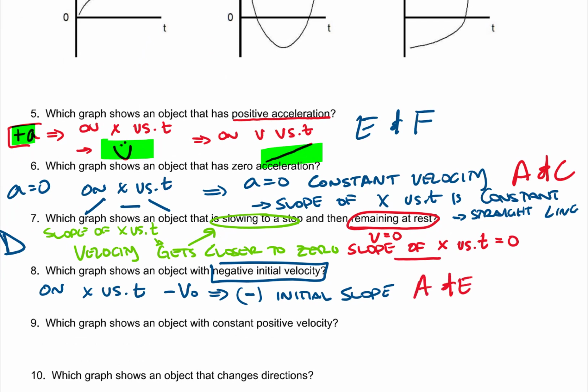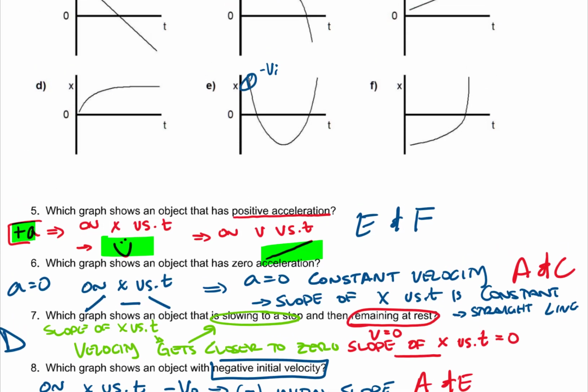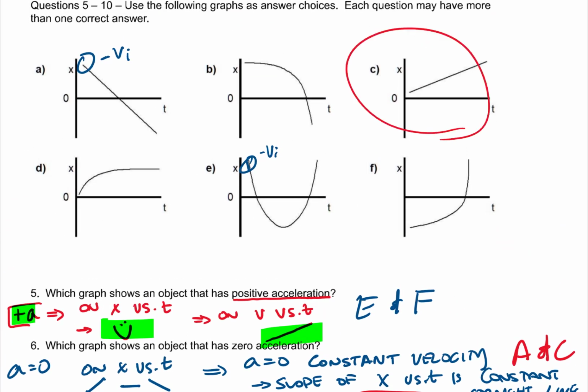Which graph shows an object with constant positive velocity? Well, what that means on x versus time is constant positive slope. A line that looks like that. So looking at our choices, the graph with constant positive slope is graph C.